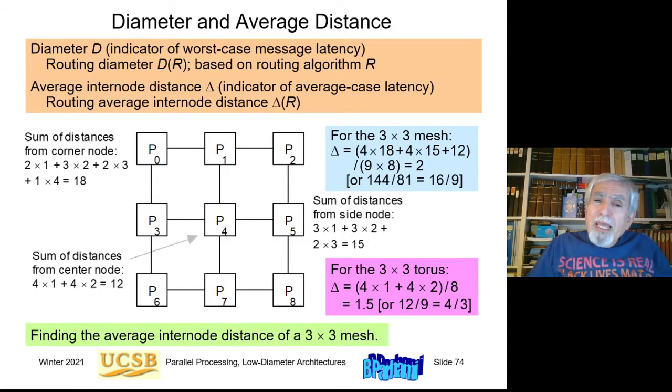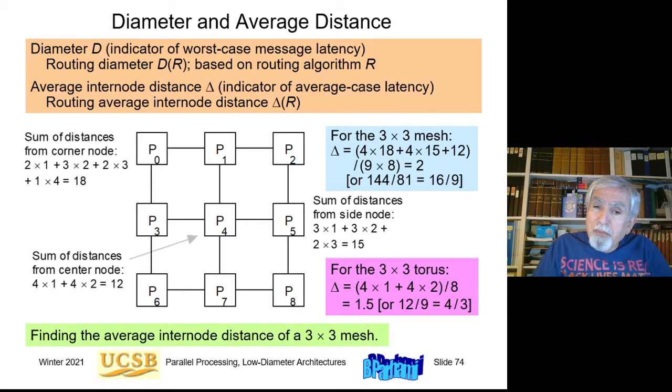Okay, we talked about diameter for networks. Another parameter of interest is average distance, or sometimes we call it average internode distance. So look at this 3 by 3 mesh. The diameter we know is 4, pretty easy to determine. The average internode distance requires a little bit more work, okay?